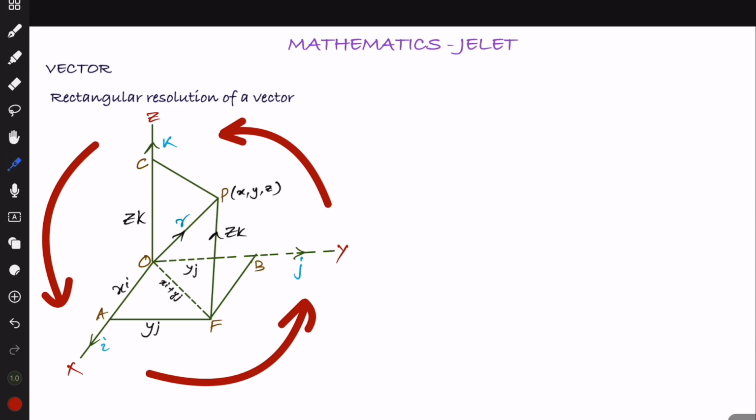Now next is rectangular resolution of a vector. Alright, let us say we have OX, OY and OZ. These are three mutually perpendicular axes, OX, OY and OZ, and they form a right-handed system of direction.